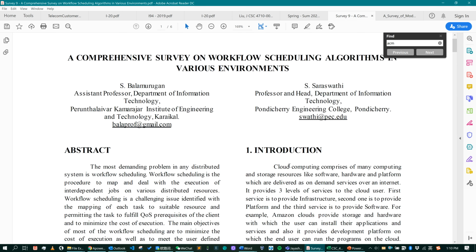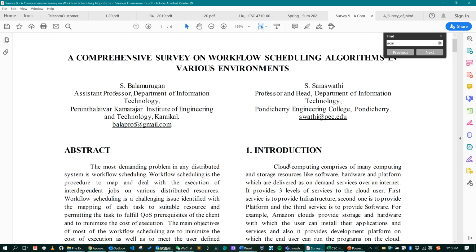I think this paper was published in 2016 in ACM, and they are trying to illustrate the algorithms and compare them on different things such as description, scheduling parameters, and environment. I think they cover the breadth but not much depth, because the only information we can get for each algorithm is in this table.